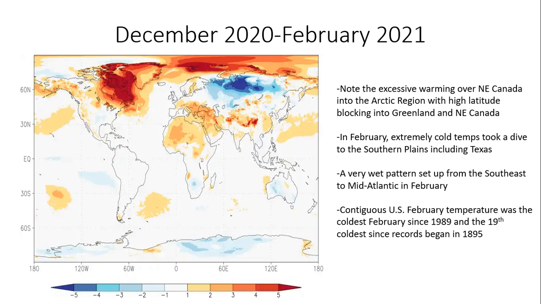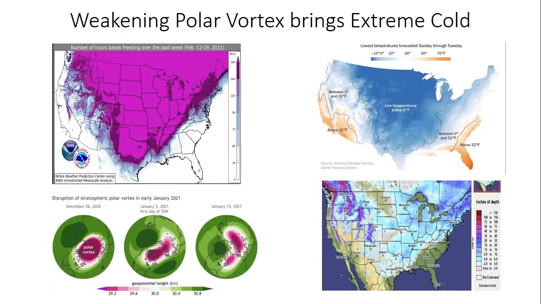The contiguous U.S. in February temperature was the coldest February since 1989 and the 19th coldest since records began back in 1895. So, you see a little bit of blue shading there over the southern plains on the graphic on the left. And that was mainly due to the extremely frigid February. What caused that? Well, our friend the polar vortex again. Wow. The polar vortex split into two distinct lobes in this case last winter.